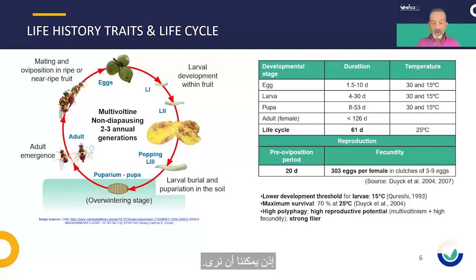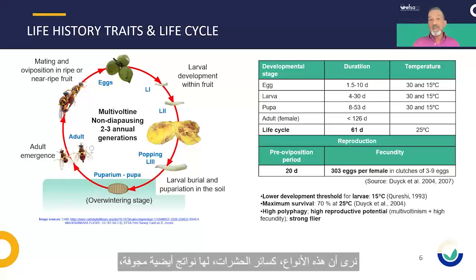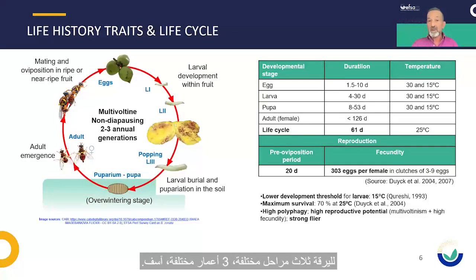So we can see the cycle on the left. On the right, we have this table with different parameters. We can see that this species, as all holometabolous insects, has 4 different stages: the egg, the larva, the pupa, and the adult. The larva has 3 different stages, 3 different instars, sorry, and the whole cycle takes about 2 months.